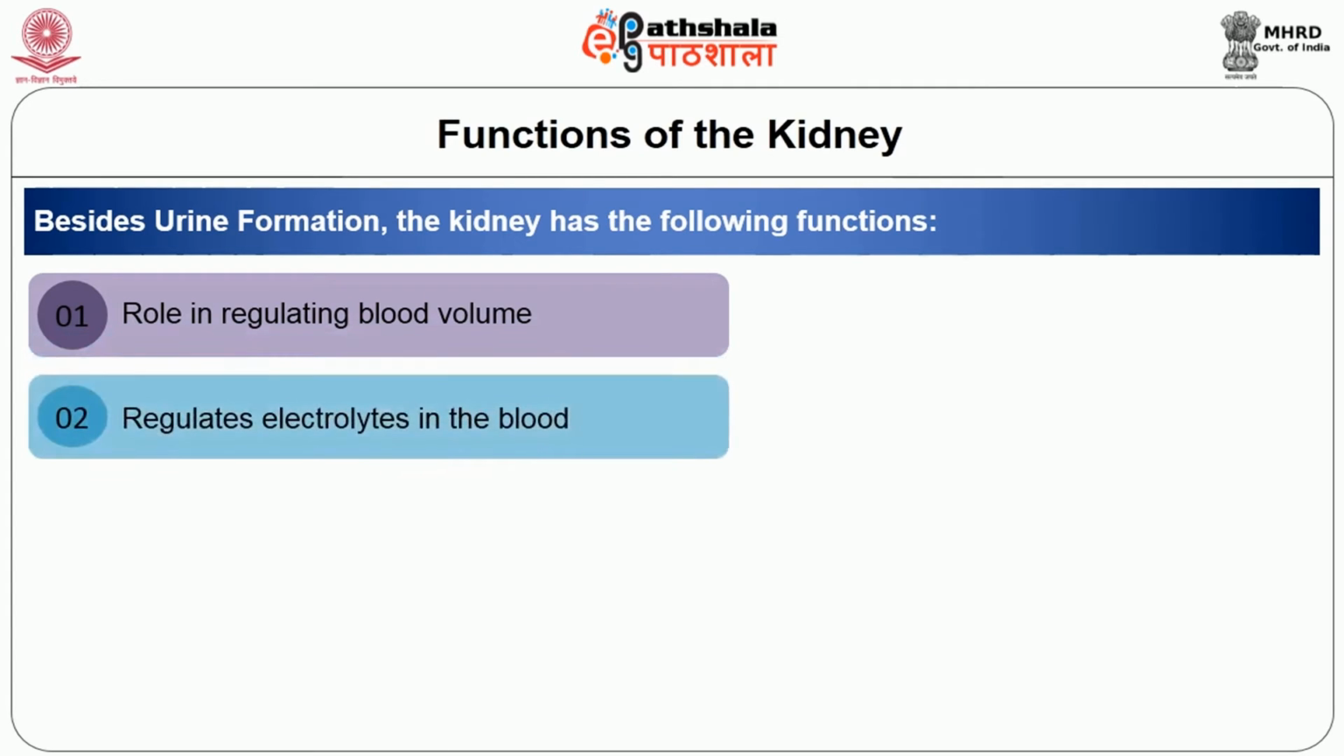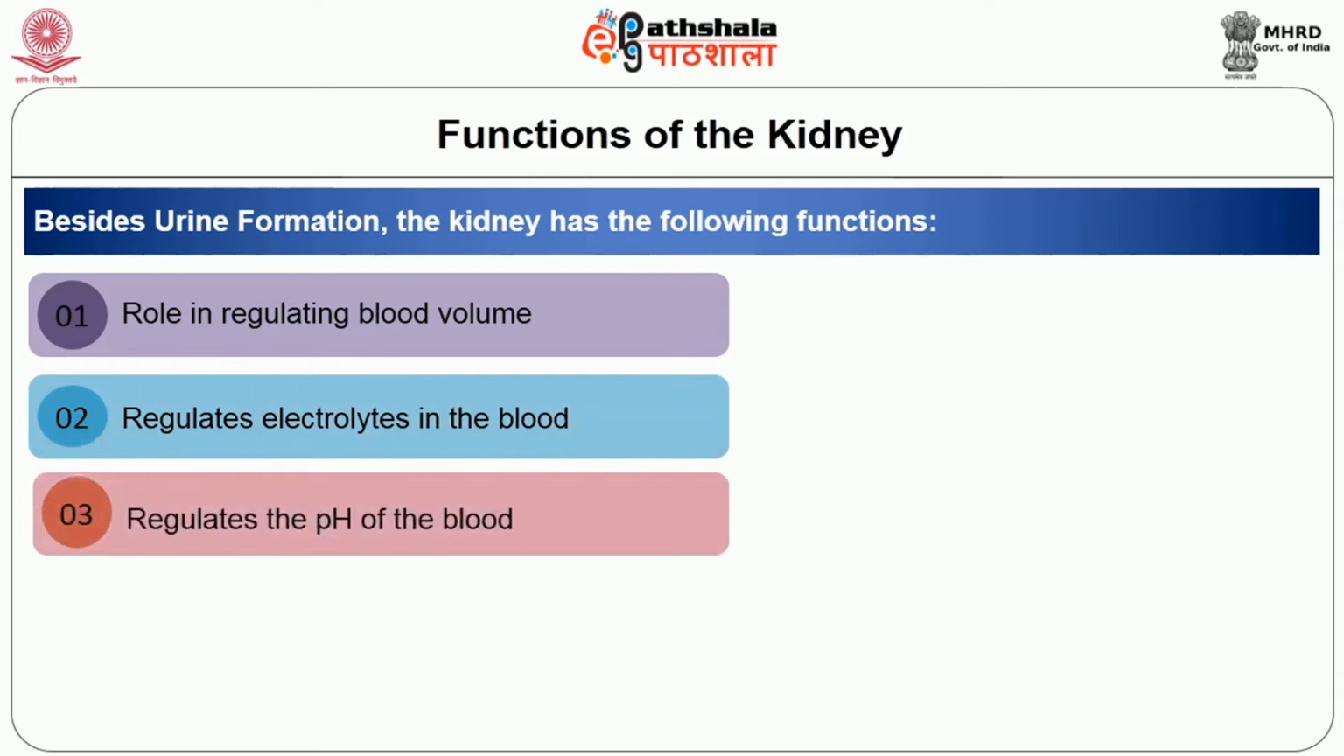It regulates electrolytes in the blood by controlling the secretion and reabsorption of sodium and potassium ions. It also regulates the pH of the blood by controlling the secretion and reabsorption of hydrogen ions. When more hydrogen ions are excreted from the blood, it renders the blood less acidic and more alkaline. But if more hydrogen ions are retained in the blood, this renders the blood more acidic and less alkaline.